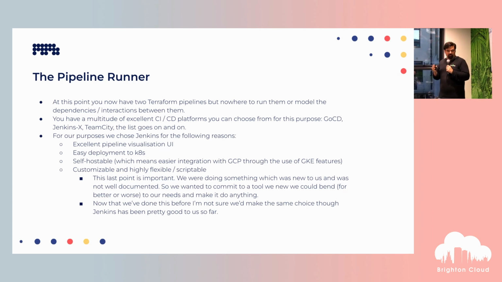For our purposes, we chose Jenkins, and I felt like that bore a little explaining. The first reason is that it has an excellent pipeline visualization UI. Yes, it's a plugin. No, Jenkins looks like crap out of the box, but there's a great plugin for it. It also had two really important characteristics: easy deployment onto Kubernetes, there's a Helm chart for it, and that made it easy for us to deploy it the way we know how to deploy stuff. And it's self-hostable. Because we could host it on Google Kubernetes Engine, it meant that we could integrate it with GCP in really easy and obvious ways.